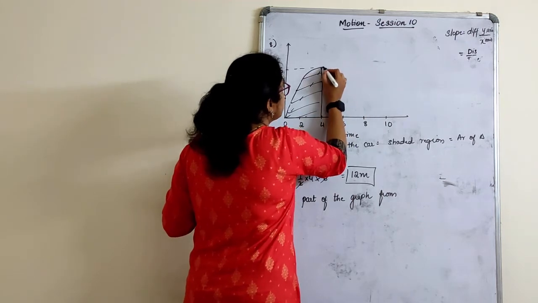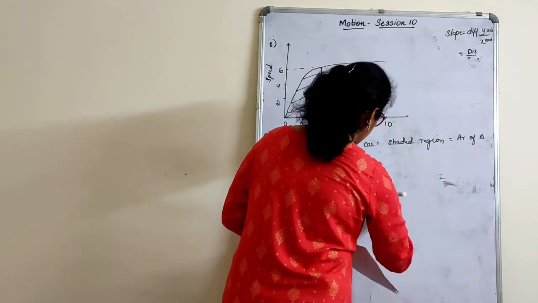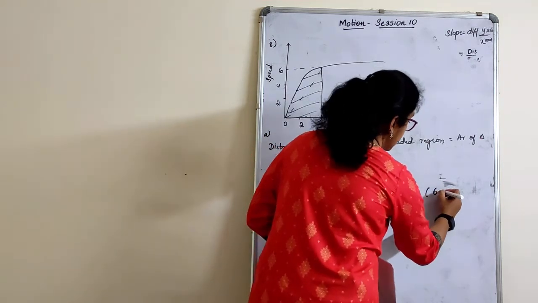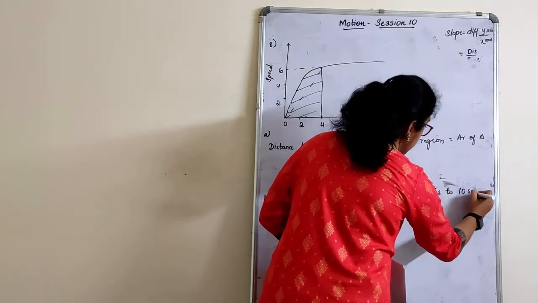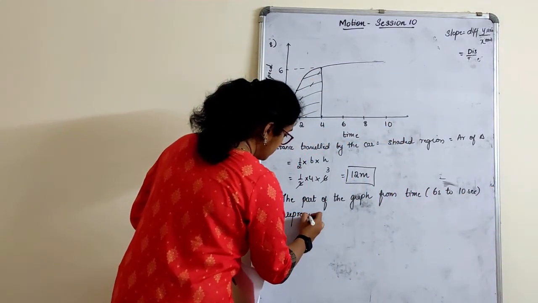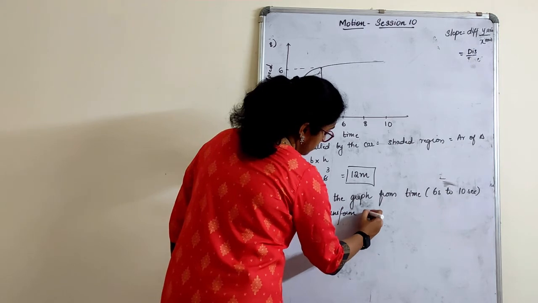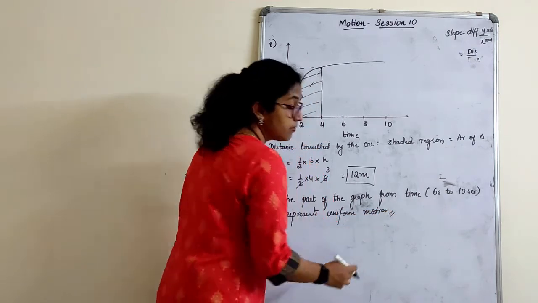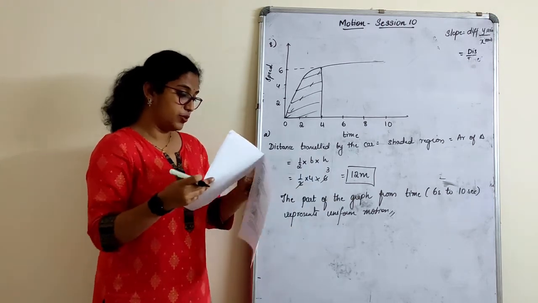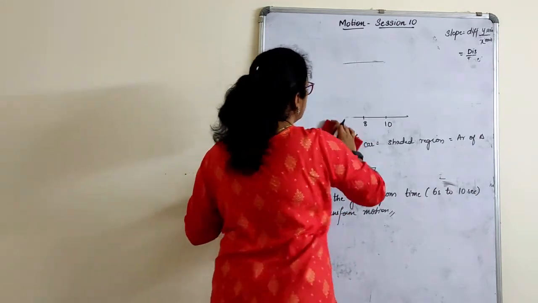But what has happened, it has slightly curved and then gone in a straight line. So the part of the graph from time 6 seconds to 10 seconds represents uniform motion. Okay, very clear. The next and the last question of this chapter. With that we complete the numericals of the chapter motion.